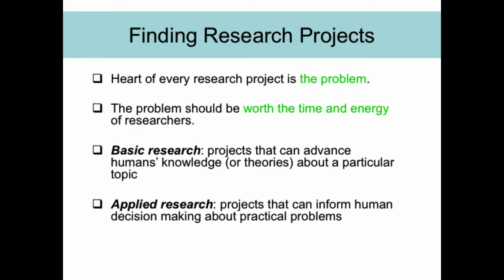Now, when you begin your quest to identify a problem that you would like to address in your research, it's good for you to be aware of two types of research that almost any project will come under. The first is basic research. Basic research refers to projects that can advance human knowledge or theories about a particular topic, and this is done for posterity, for a future need, and not for an immediate need. Applied research, on the other hand, refers to projects that can help decision-making about specific practical problems.